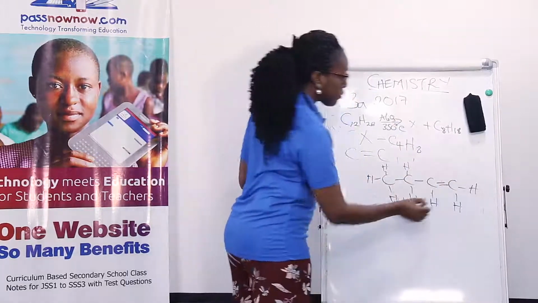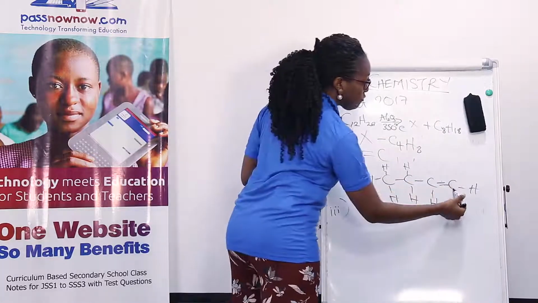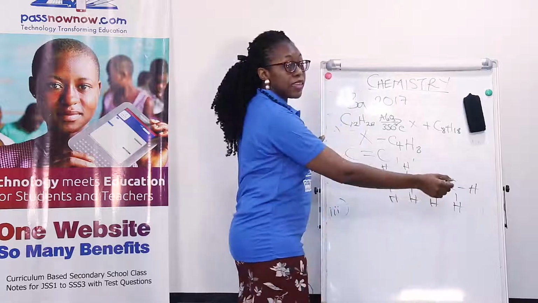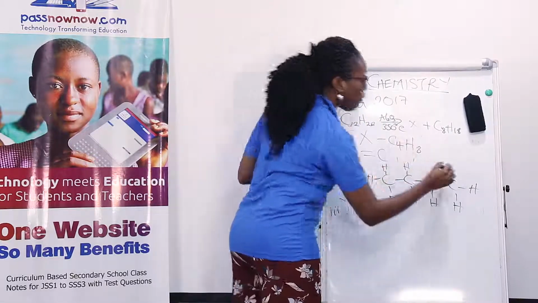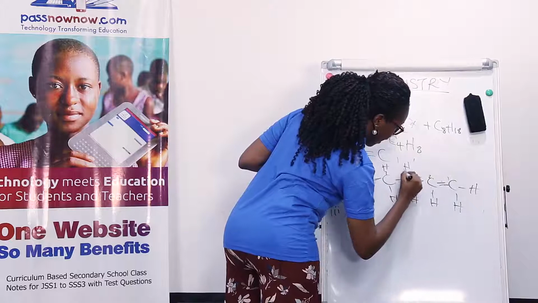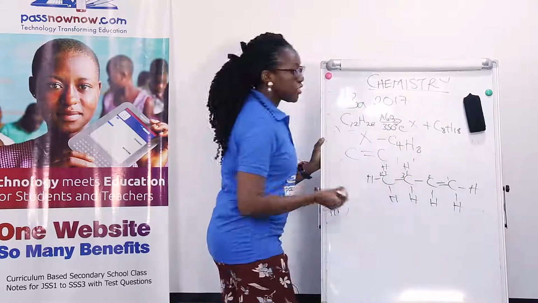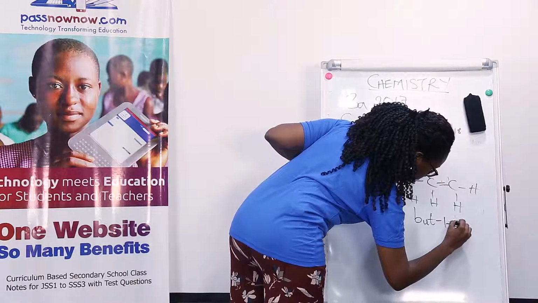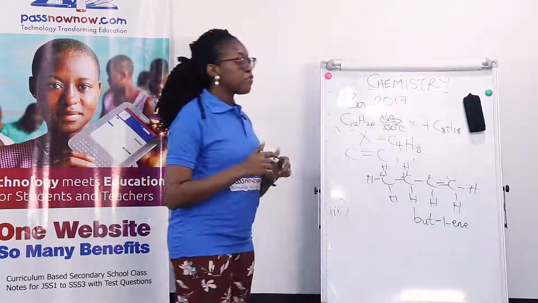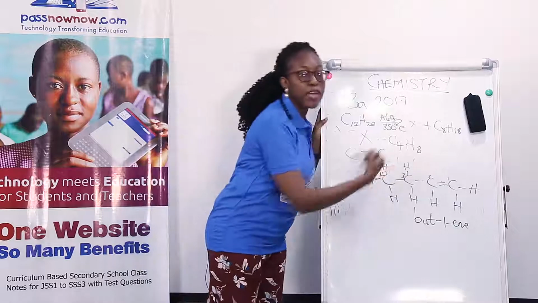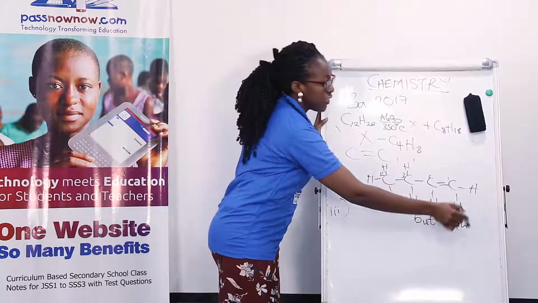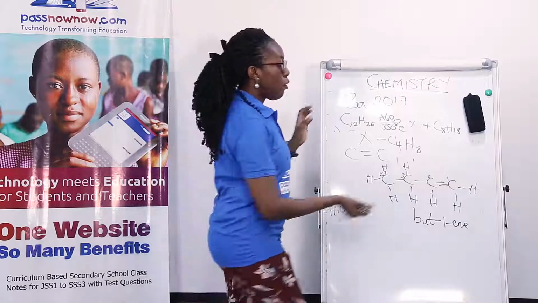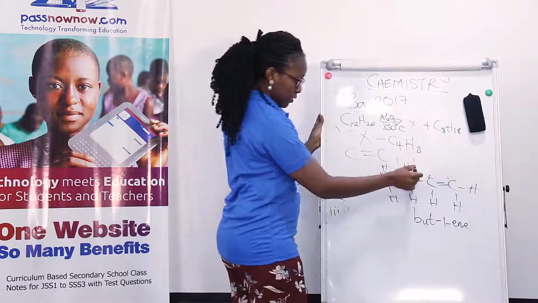So this hydrocarbon, if we're naming it, we have to start from the end because it has the double bond attached to the end, the carbon 1. So this will be but, and this hydrocarbon will be but-1-ene. That's one isomer. So for another isomer, we'll take the double bond here.